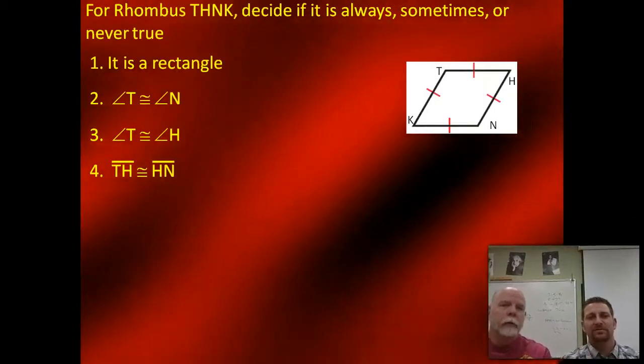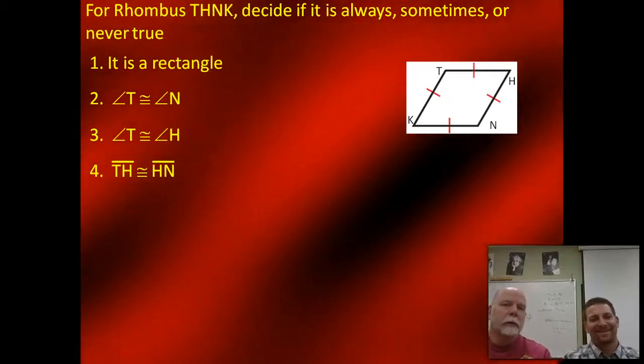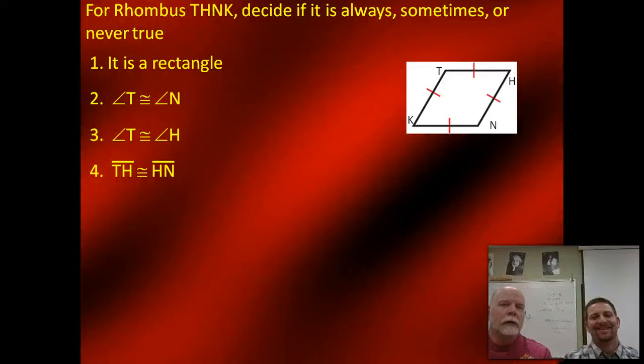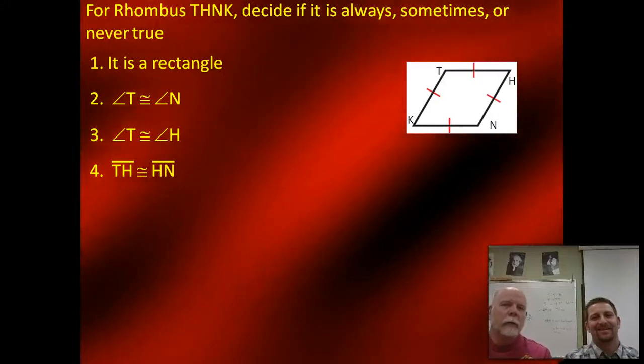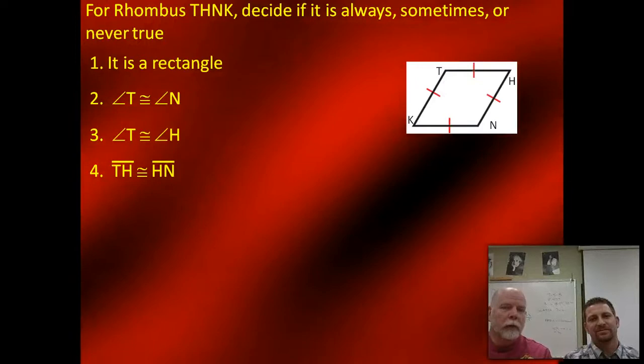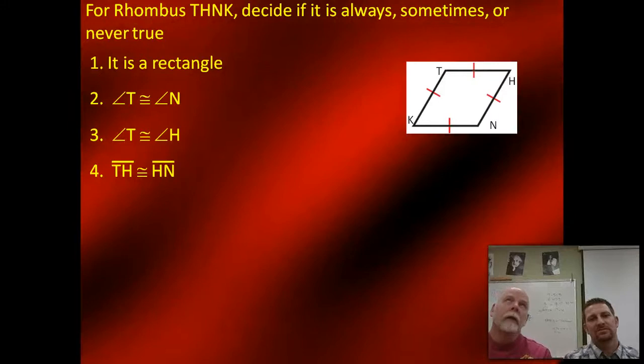Okay, so let's look at some specific examples here. For rhombus, decide if it is always, sometimes, or never true. So for a rhombus, again you have to remember what the definition of a rhombus is. A rhombus is a quadrilateral with four congruent sides. Actually, a parallelogram with four congruent sides.